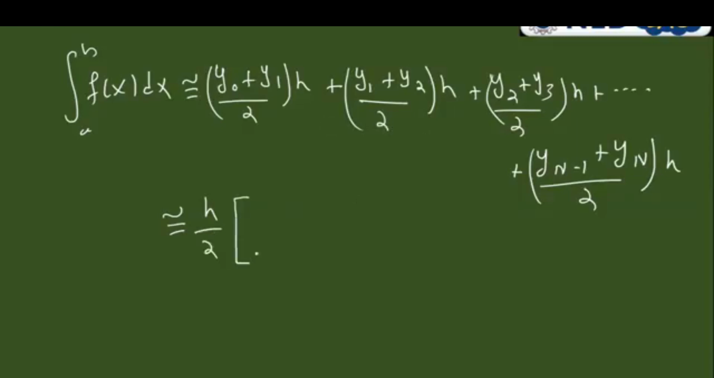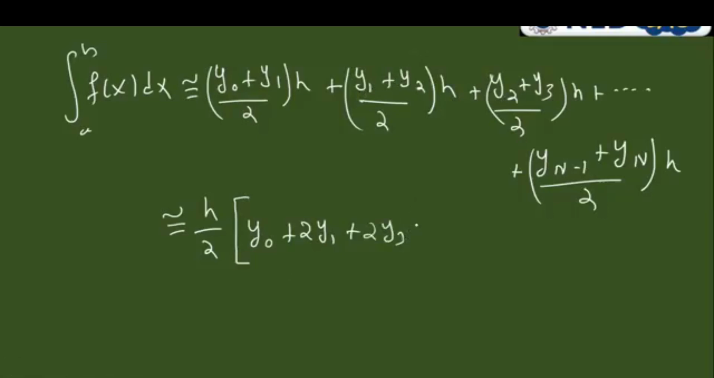So whatever is left inside, h upon 2, is taken out as a common, and we will be left with y0 plus y1, and we will get y1 here and y1 here as well. So that will become y1 plus y1, that is 2 times y1. Keep in mind h by 2 is taken out as a common. So I will get 2 times y1. Similarly, I will get y2 plus y2, 2 times y2.